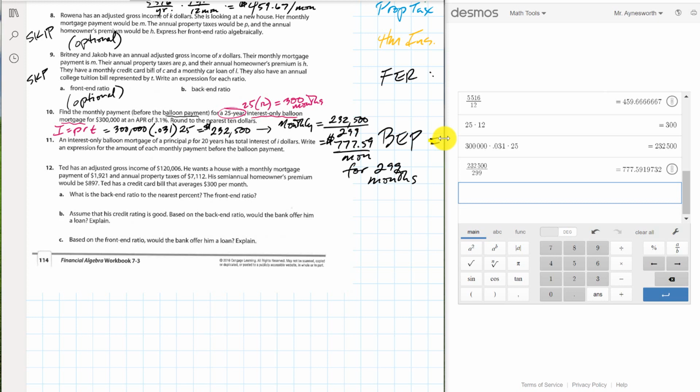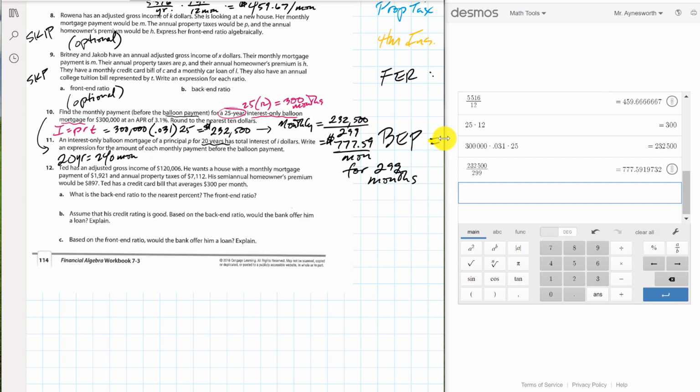All right. Number 11, an interest-only balloon mortgage has a principal P for 20 years and a total interest of I dollars. Okay, so 20 years. Like the previous problem, we're going to learn from the previous problem. So 20 years is 240 months. Because of that, we're going to take the amount of interest and divide it by 239.